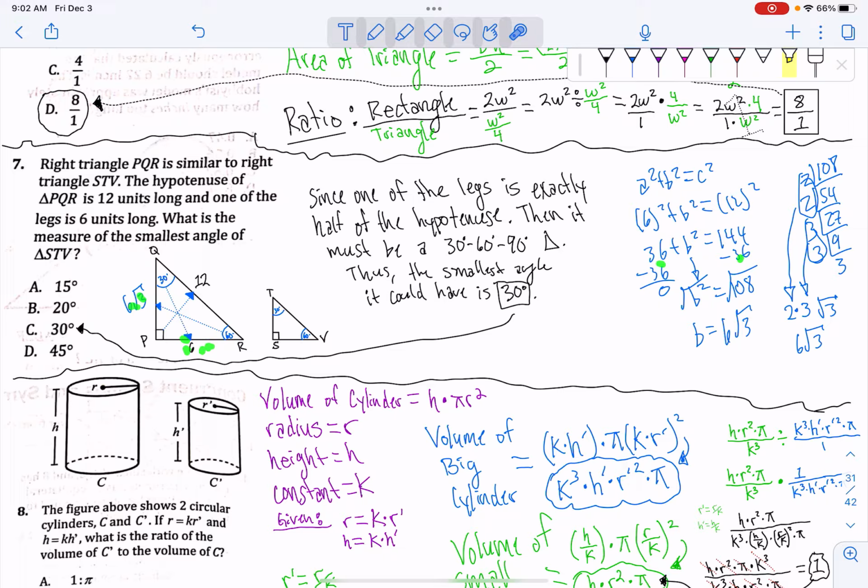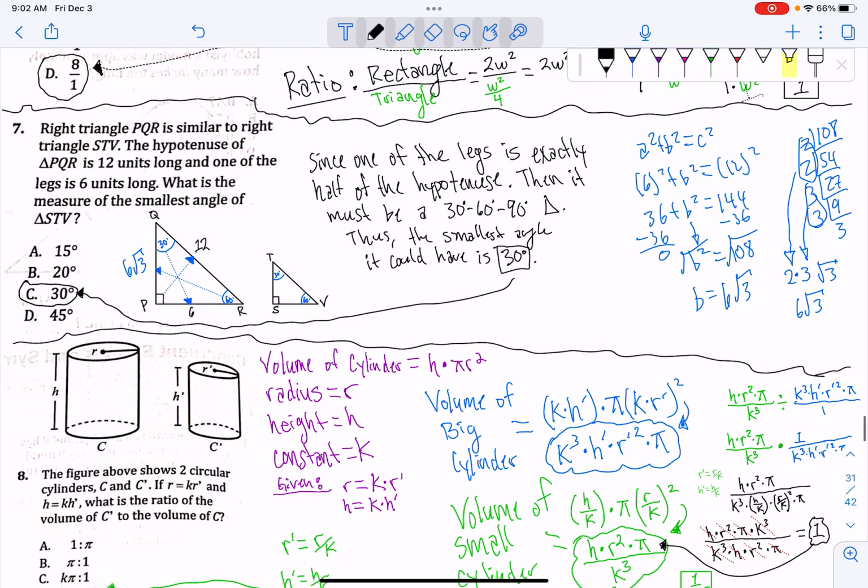So we do the squaring: 144 minus 36. You get 108. We take the square root of that. We do upside down division to simplify. We get 6 square root of 3 to be this answer, which is like 10 point something, 10.39. And then, yeah, so it is a right triangle and it is 30, 60, 90. So then it is confirmed, 30 degrees is our answer here. So C.